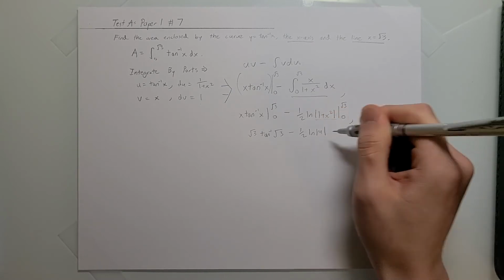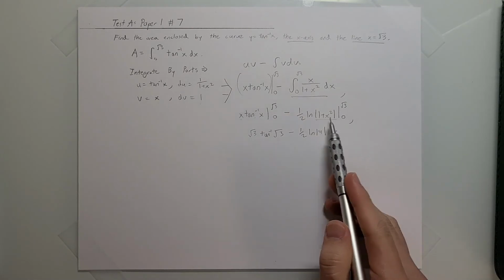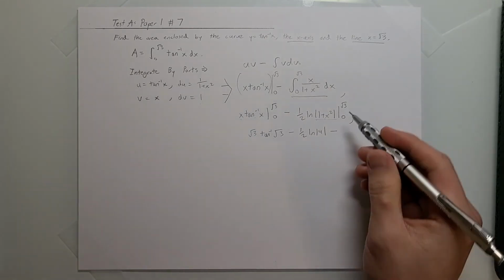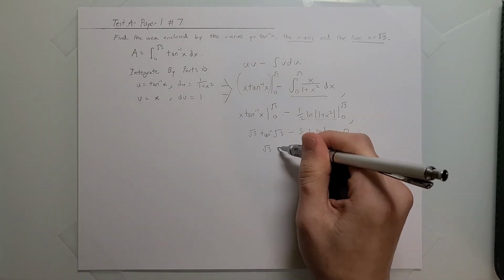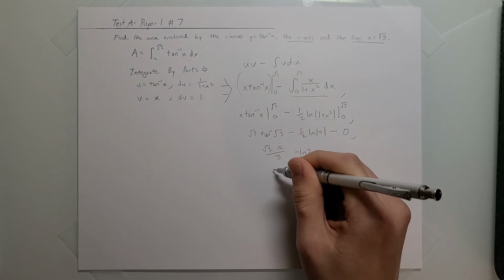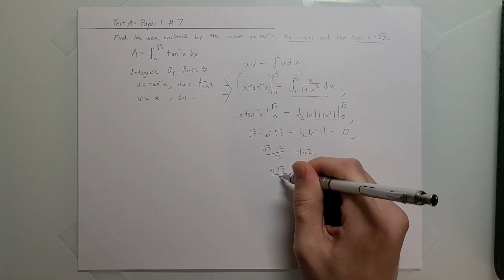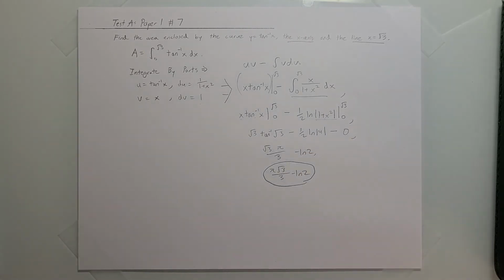minus, well, 0 times anything is 0. Same thing for here, ln 1 is 0, so we just get minus 0. And if we simplify this equation, we get root 3 pi over 3 minus ln 2. Simplifying again, we get pi root 3 over 3 minus ln 2. That's our answer. Okay, so we seem to have found the area enclosed by the curve and solved our problem.